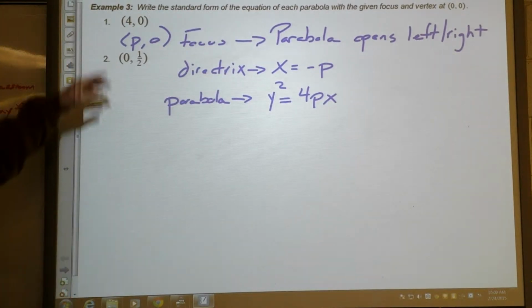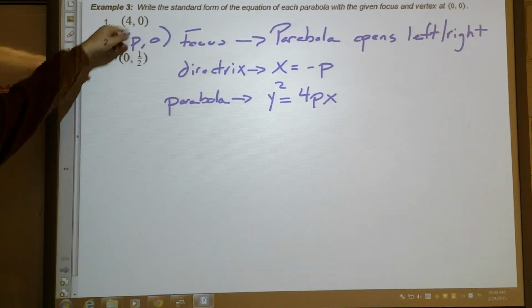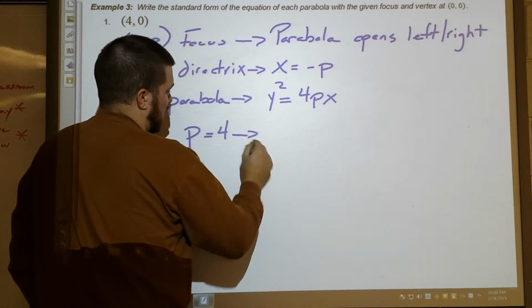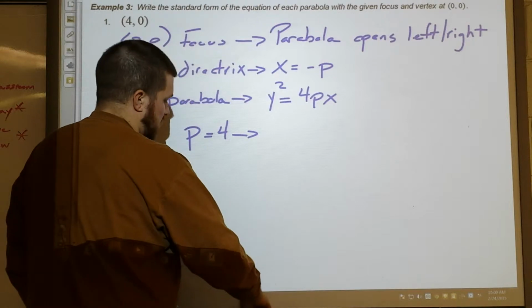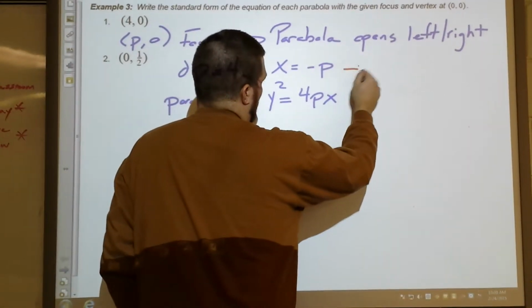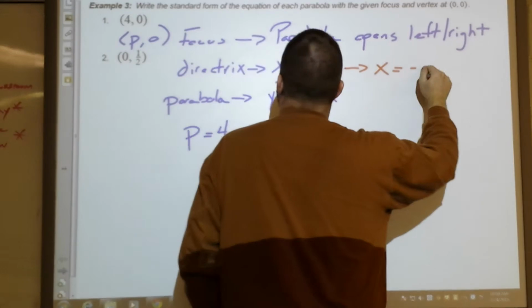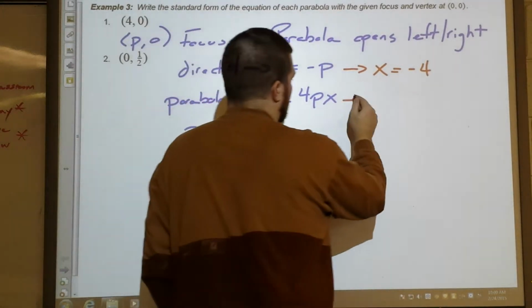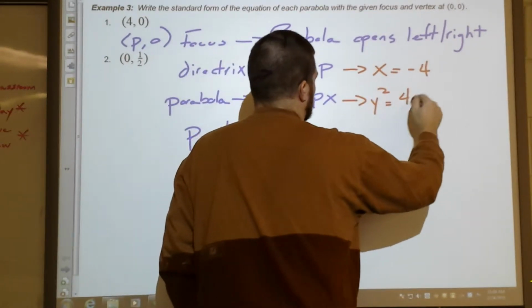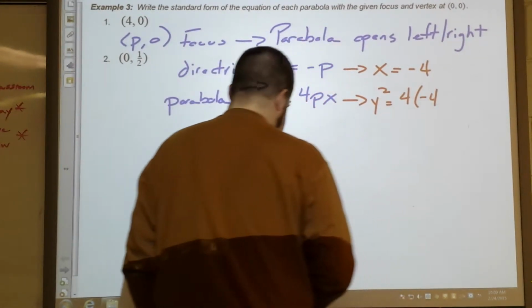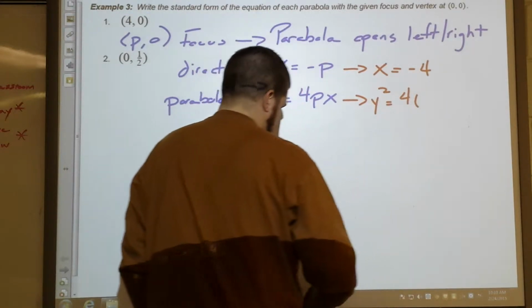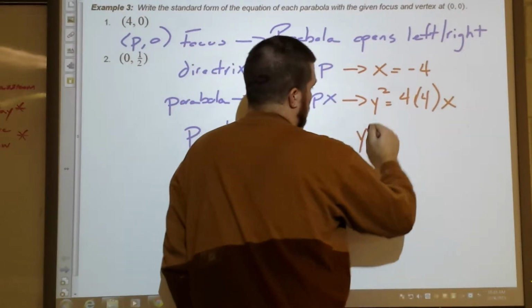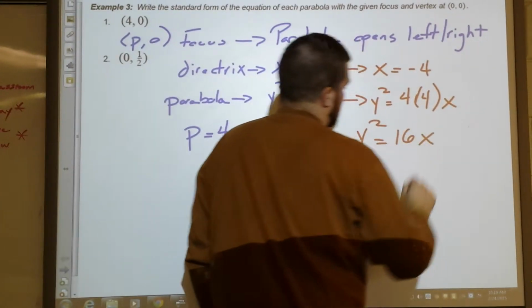So now what we want to do is, obviously based on this rule, p is 4. So we're just going to plug in all that information now. So that means our directrix is now x equals negative 4. And plugging in for p, we have y squared equals 4 times positive 4x. So y squared equals 16x.